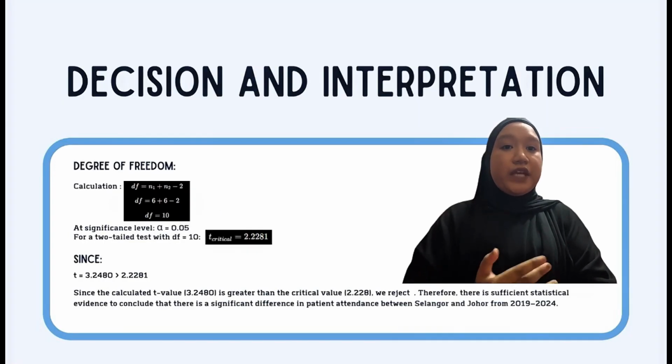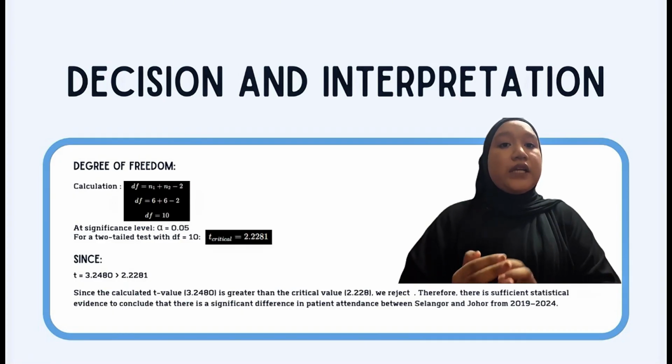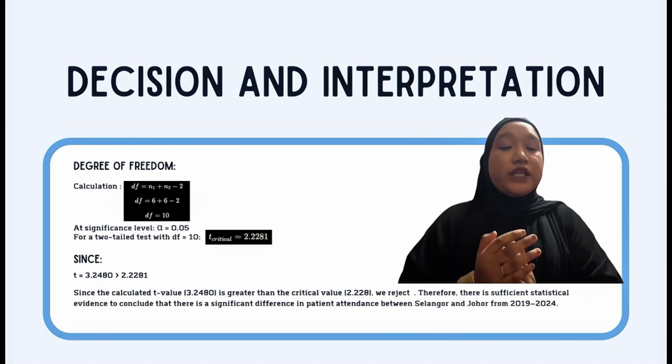Degrees of freedom, df, is calculated as n1 plus n2 minus 2. With n1 being 6 and n2 being 6, we get df of 10. At a 0.05 significance level for a two-tailed test with df of 10, the critical t-value is 2.2281, and our computed t-value is 3.2480, which is greater than 2.2281. Therefore, we reject the null hypothesis H0.